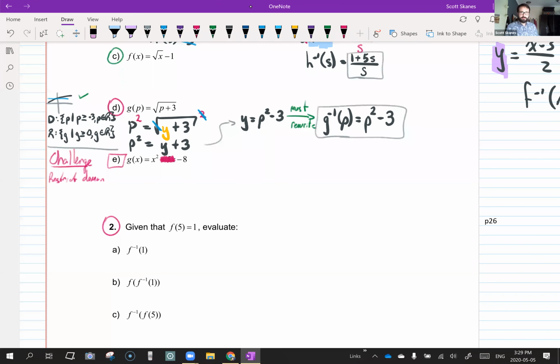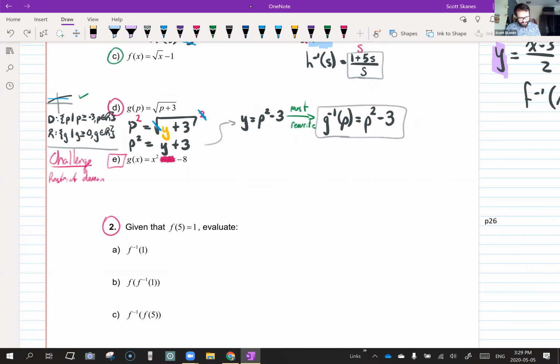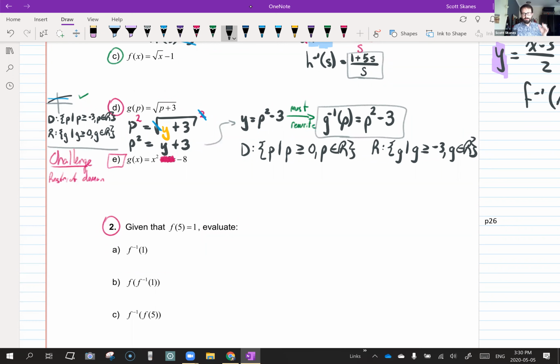What's the domain and range of my final function? Well, it's literally just the domain and range flipped. So look, the domain now is going to be the set of all p values so that p is greater than or equal to 0. I'll explain this in a second. And the range is going to be all of the g values so that g is greater than or equal to -3. And g is all the real numbers. Do you have any idea where I got these? Like, it might look like I'm just putting these out of nowhere. Just some crazy random guess.